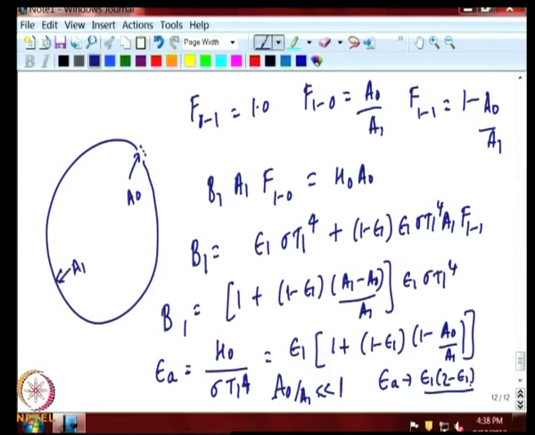This is a very interesting result, because you find that if epsilon 1 is 0.9, the apparent emissivity is 0.99. So, even when epsilon 1 is large, you can make the apparent emissivity of the cavity approach 1. And so, this is the standard practice by which you obtain a black body in the laboratory, by having a small hole in a large sphere, which is at uniform temperature, let us say a copper sphere, and that small hole emits radiation like a black body.